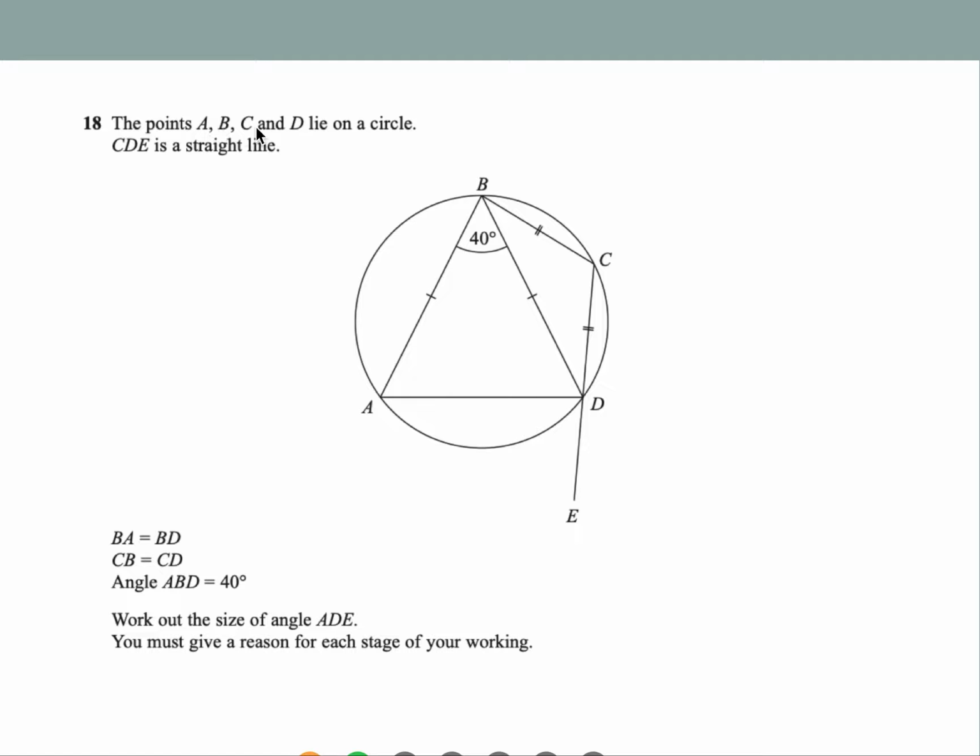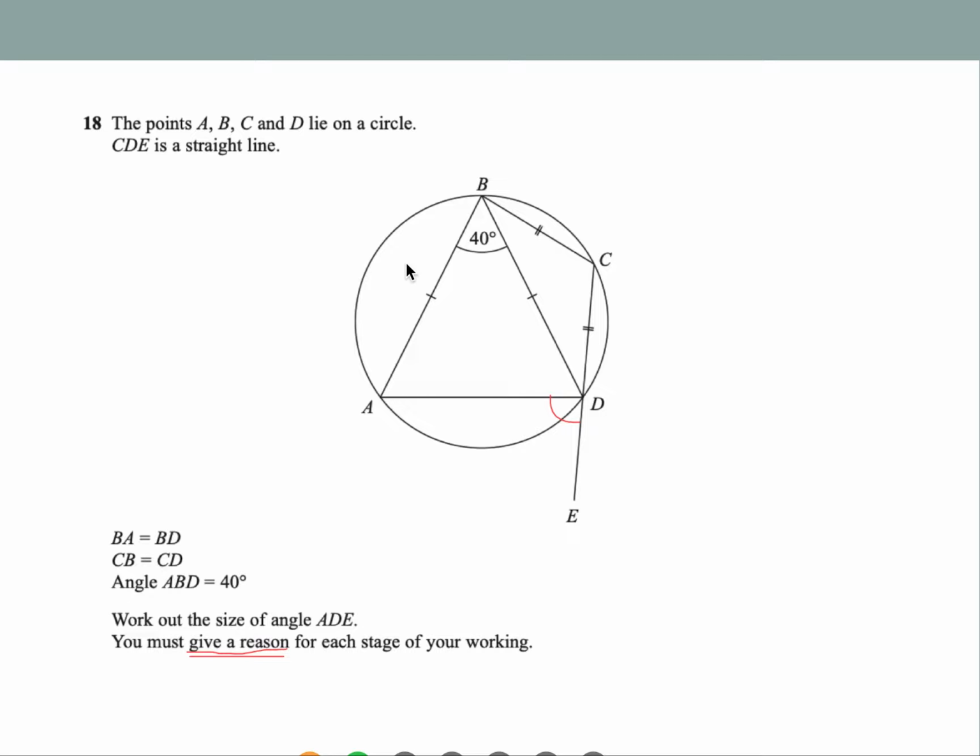The points A, B, C, D lie on a circle. CDE is a straight line. And then we've got some of these conditions down here. Work out the size of angle ADE, so this angle here. You must give a reason for each stage of your working.